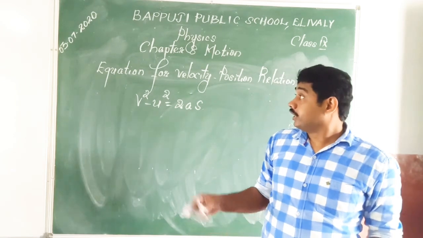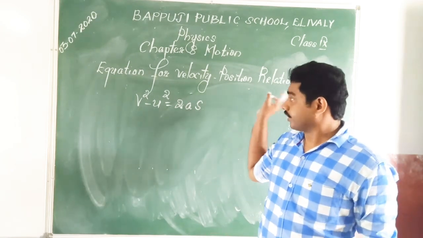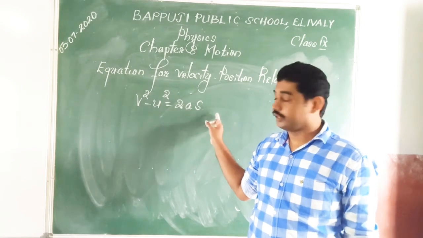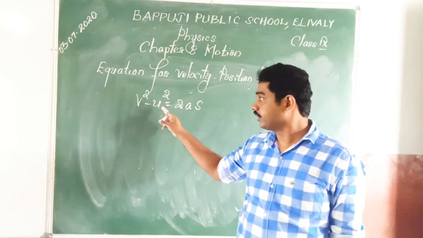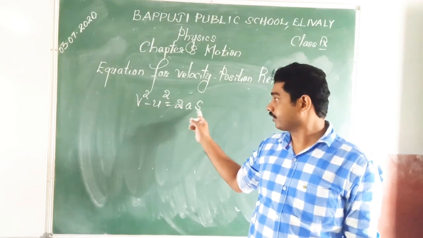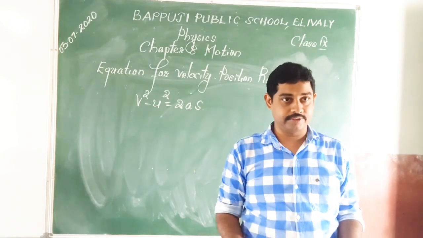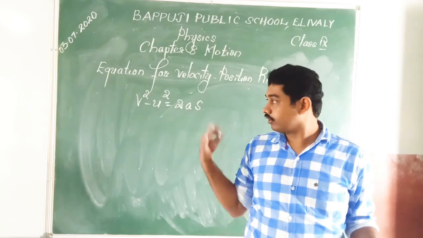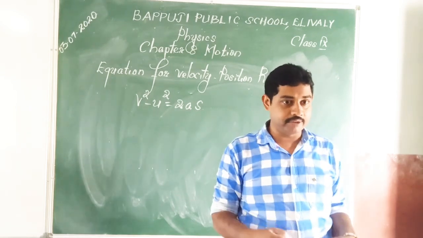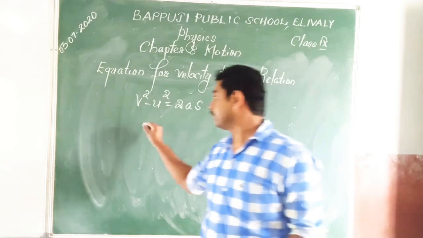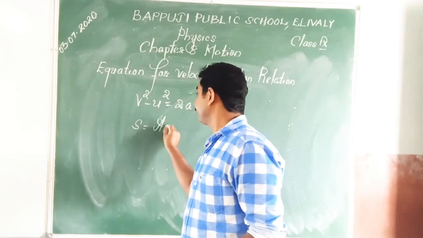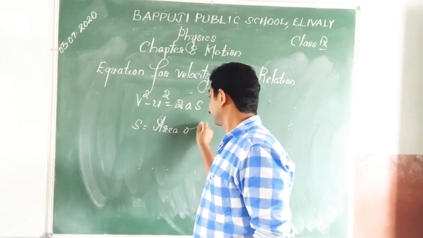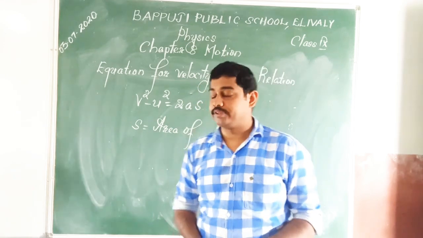Third one, equation for velocity position relation: V square minus U square is equal to 2AS. Here V is the final velocity, U is the initial velocity, A is the acceleration, S is the distance. And we have studied that the area enclosed within the velocity time graph gives displacement or distance. So S is equal to the area of trapezium OABC.